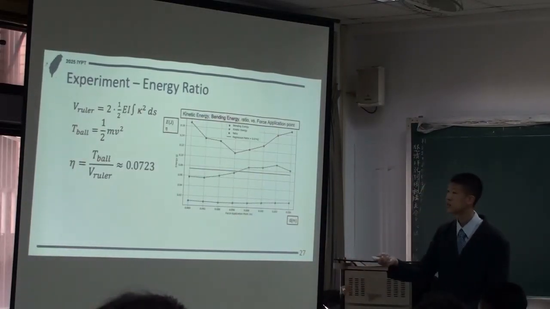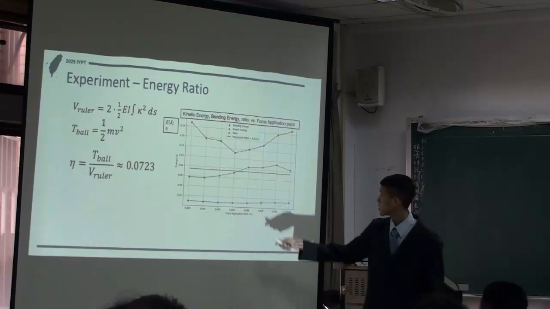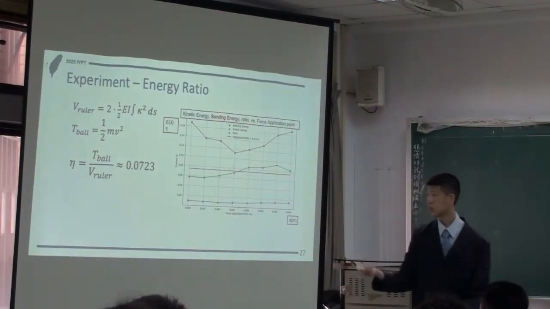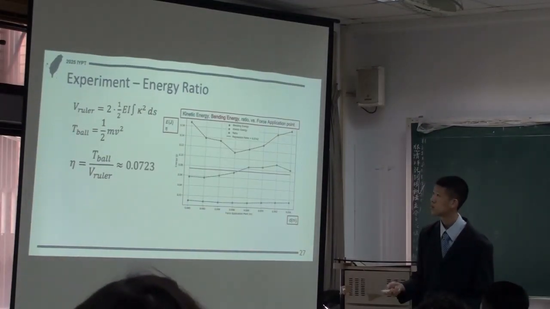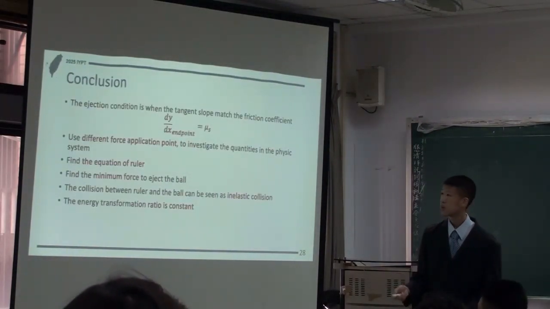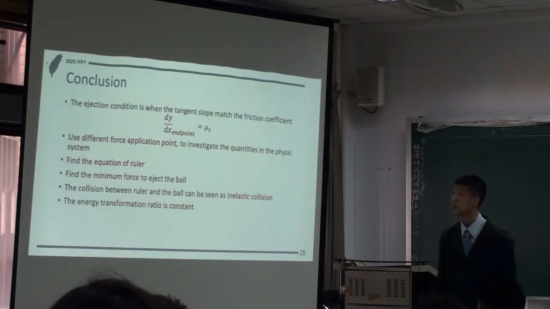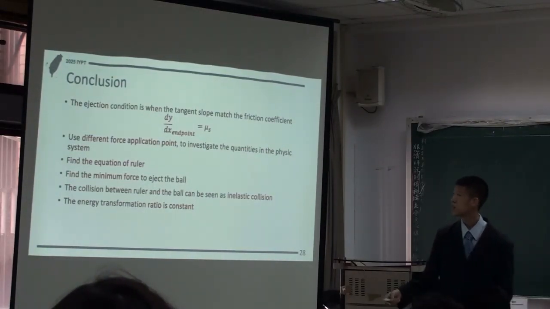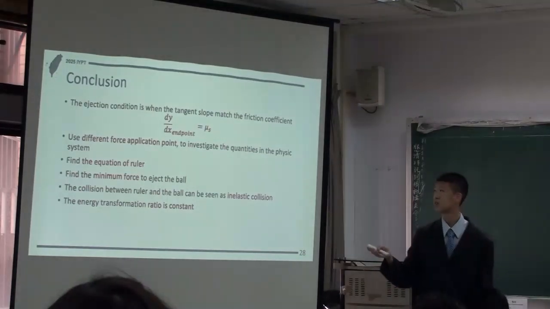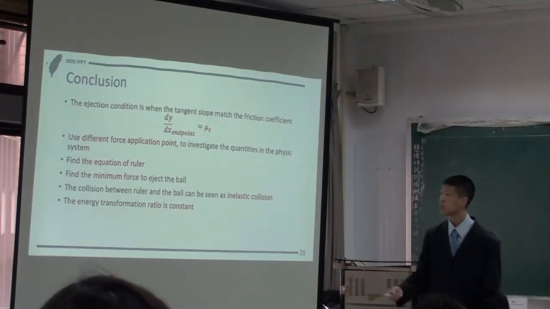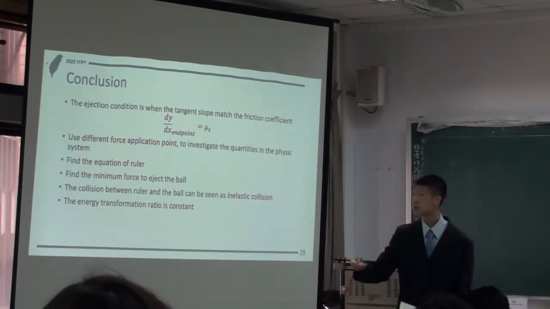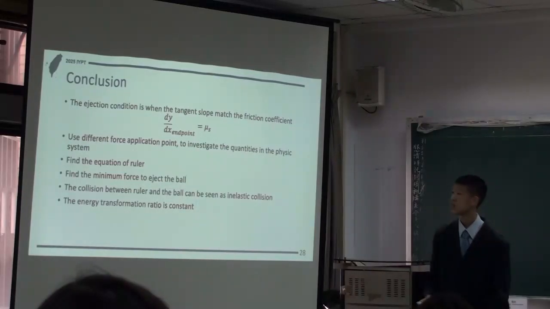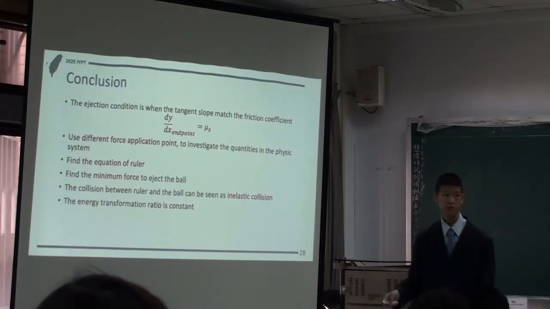And the energy ratio is about 0.07223. And for a conclusion, the ejection condition is when the tangent slope matches the friction coefficient. And we use different force application points to investigate the quantities in this physics system.